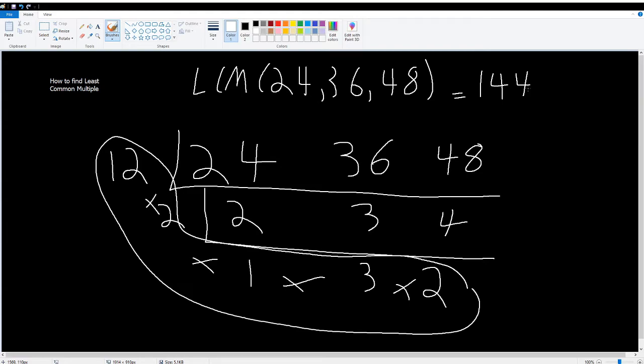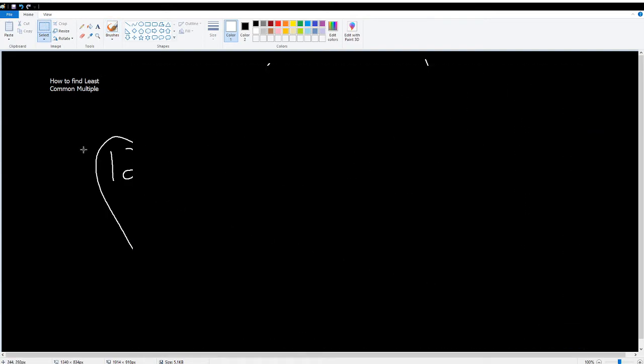Okay. And we can see that 48 is a multiple of 24, right? So essentially, we're just finding the LCM between 36 and 48, right? And we did that before and we got 144, right? So let's do a few more examples on how to find LCM.